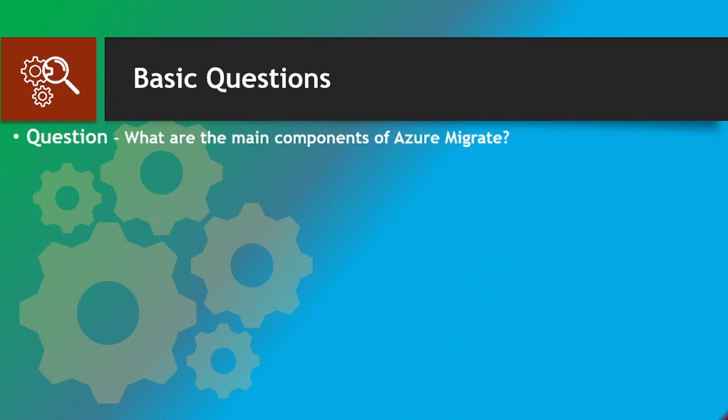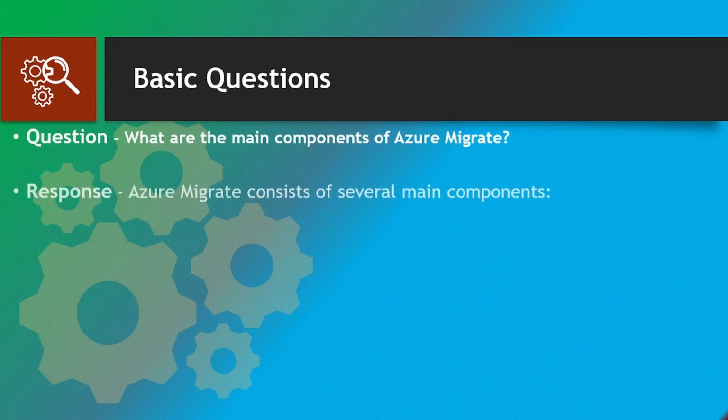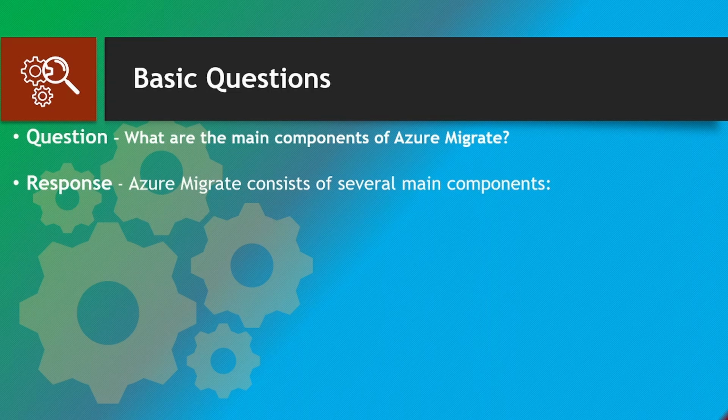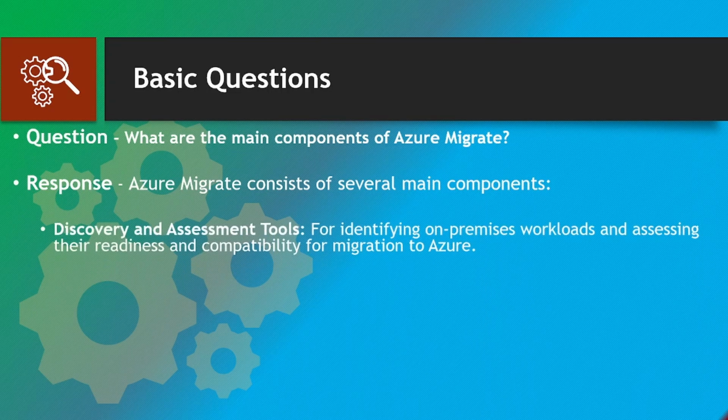Next question: what are the main components of Azure Migrate? Response: Azure Migrate consists of several main components. The discovery and assessment tool is the first component, for identifying on-premises workloads and assessing their readiness and compatibility for migration to cloud. So the discovery and assessment tool basically helps in identifying the on-premises workloads and assessing whether they are ready, compatible, and fit for the cloud. To know if a particular workload or application is fit for cloud, Azure Migrate provides discovery and assessment.